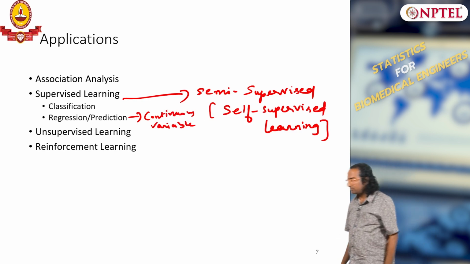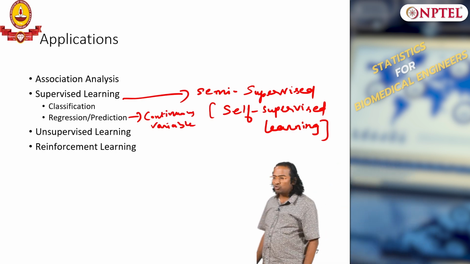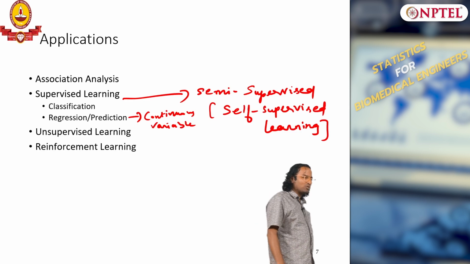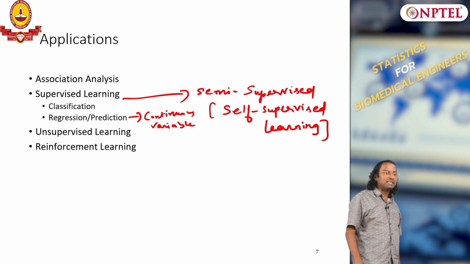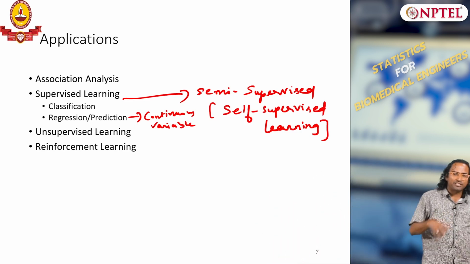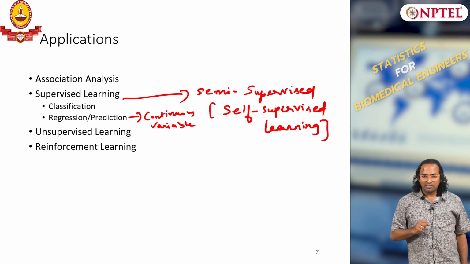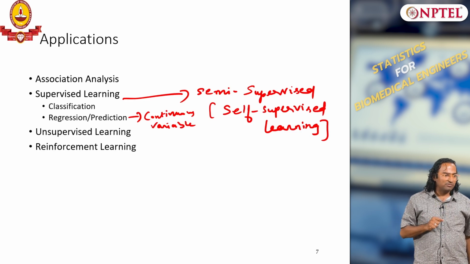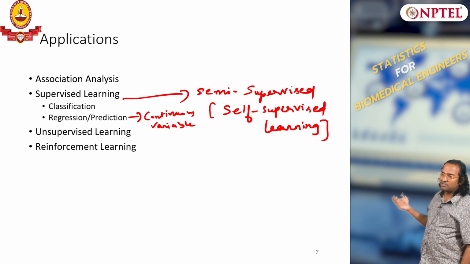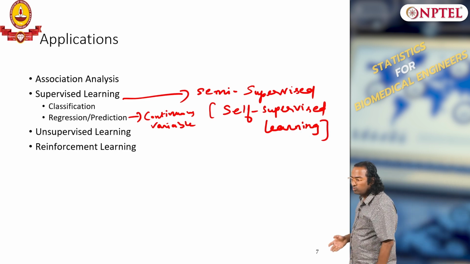Then we have something called unsupervised learning, where, of course you should have expected, there is no teacher. It is simply like association, grouping of things, clustering of things. That is based on similarity. How do you say two shapes are similar?